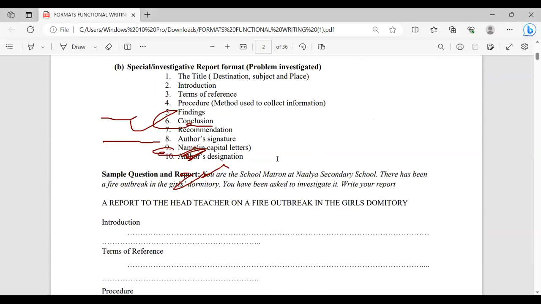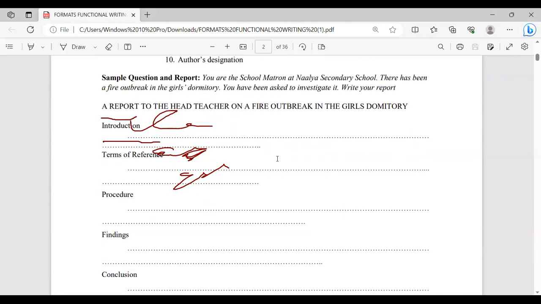Then something else that I need us to know is apart from the comprehensive report, we have what we call a survey report. In this report, it is clear that you have made research. So that question will be asking, let's look at this sample question that we have here.